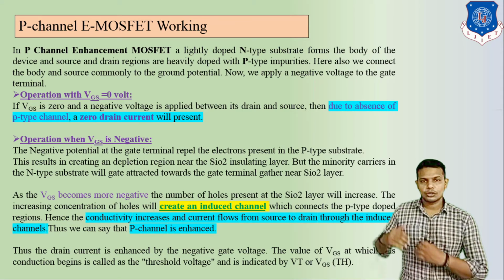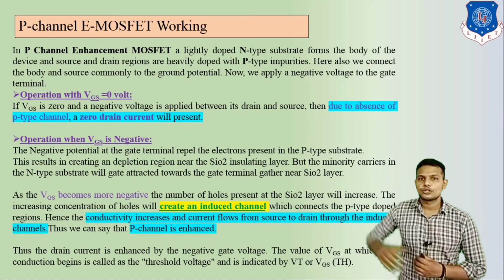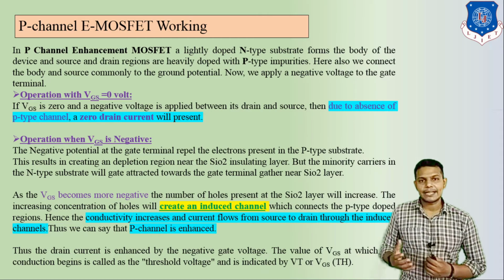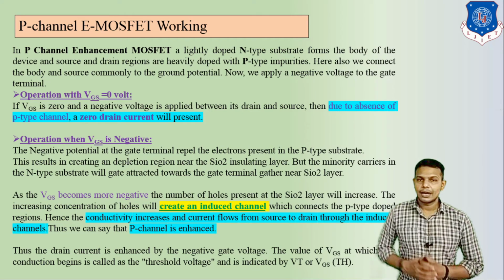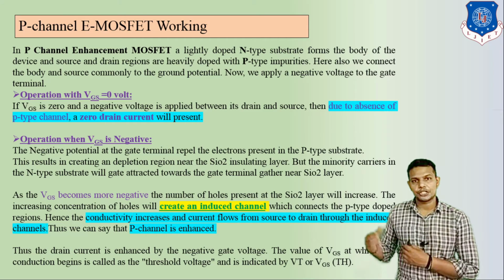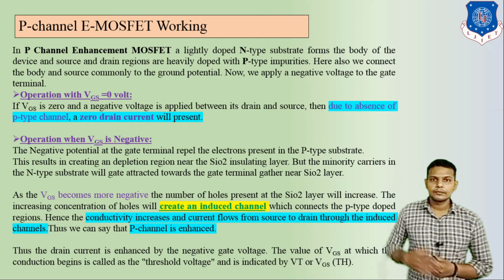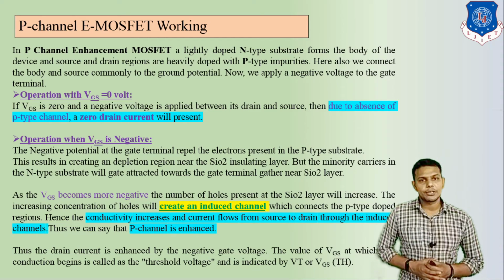So drain current flows from source to drain side. That's why ID is equal to IS is equal to IDSS. IDSS means drain to source saturation current. So this is case number 2. Now let us discuss case number 3.